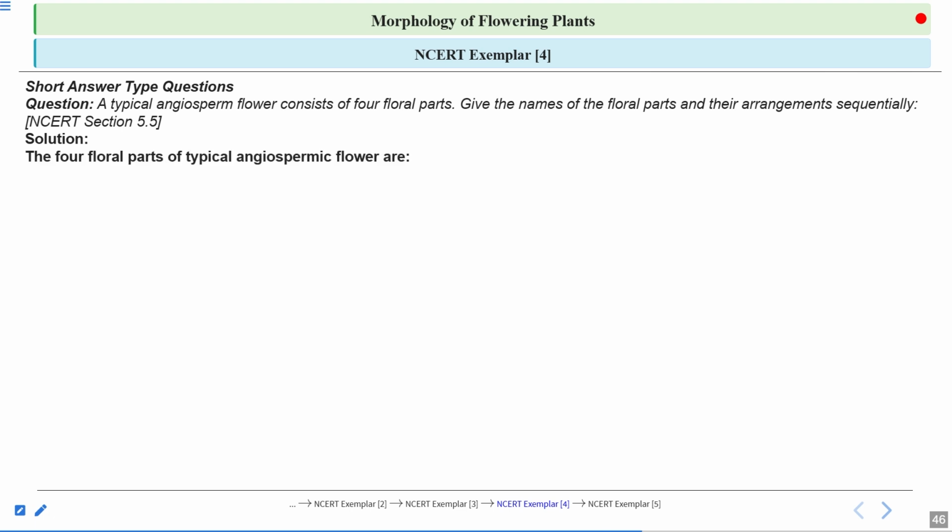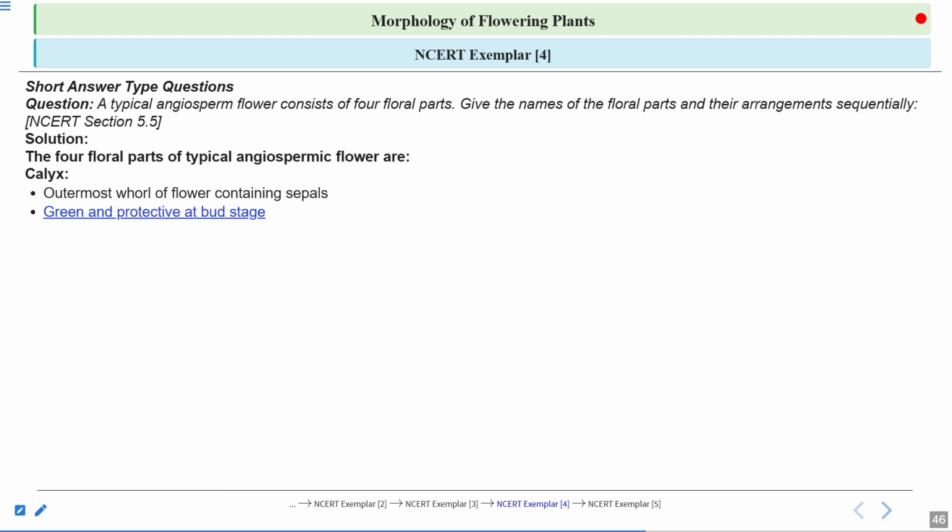The 4 floral parts of a typical angiospermic flower are: the first one, calyx. Now, calyx is the outermost whorl of the flower containing sepals. And I've already told you the sepals are the unit, and all the sepals unitedly are called calyx. That makes the outermost whorl of the flower. Okay? Made up of sepals, and unitedly it is called calyx. Right?